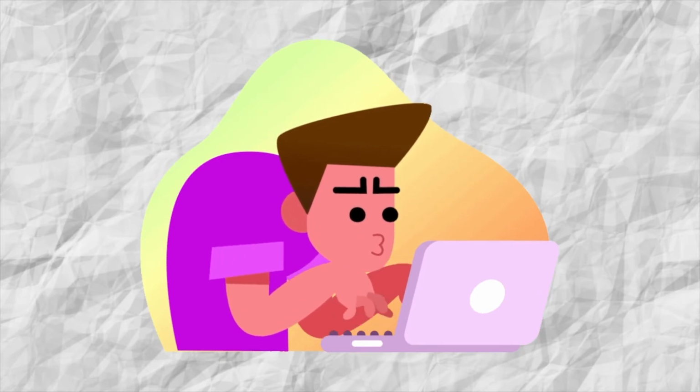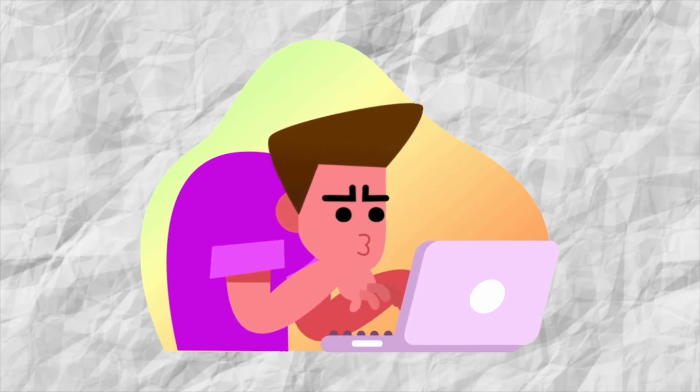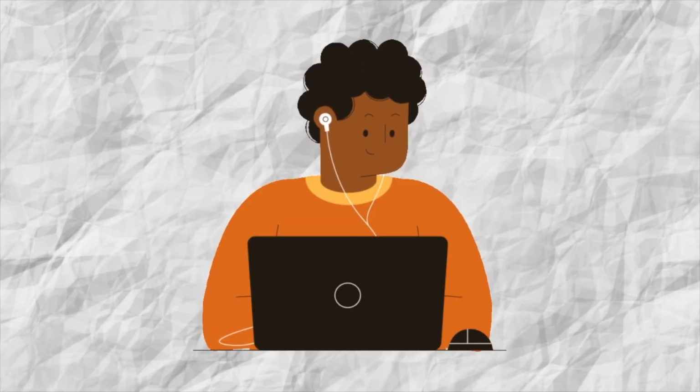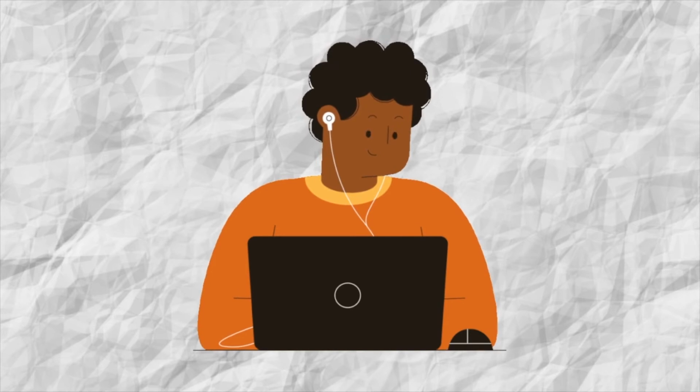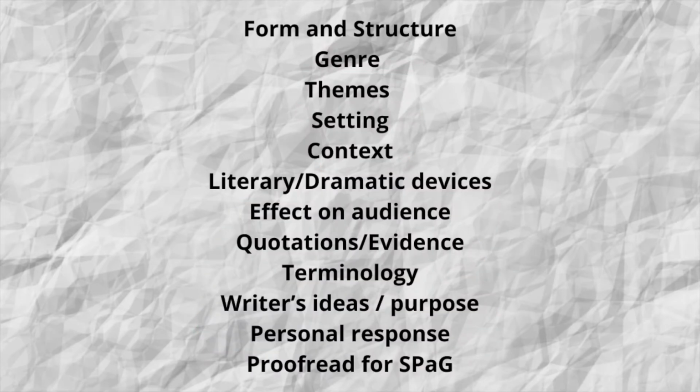I would start by jotting down some prompts that I need to cover in this essay, which is purely guided by the mark scheme. This is the best way to understand what the exam board are looking for. In each paragraph, I'll check this list because this is how I'm rewarded with marks. The prompts would include form and structure, genre, themes, setting, context, literary dramatic devices, effect on the audience, quotations and evidence, terminology, writer's ideas or purpose, personal response, and then proofread for spelling, punctuation and grammar.